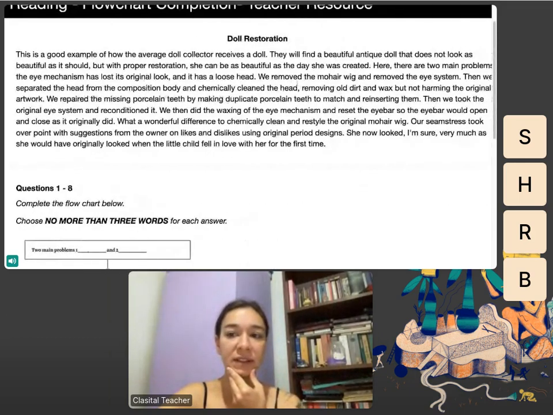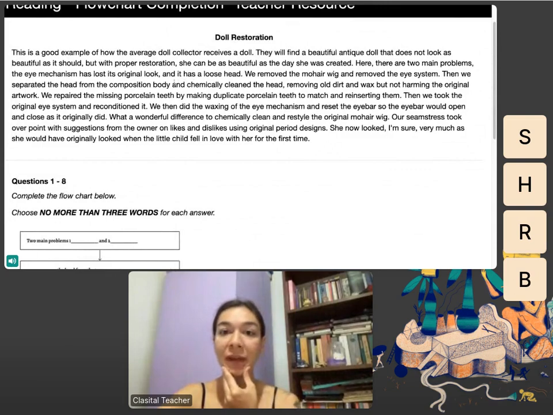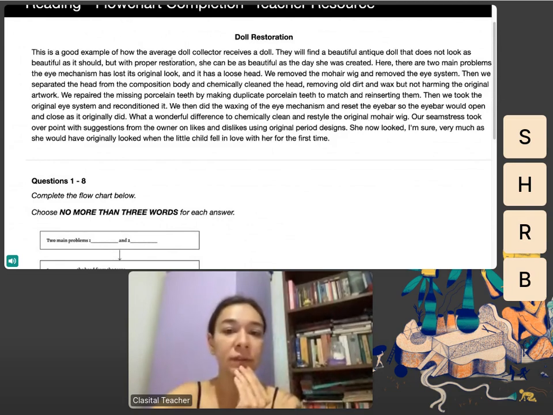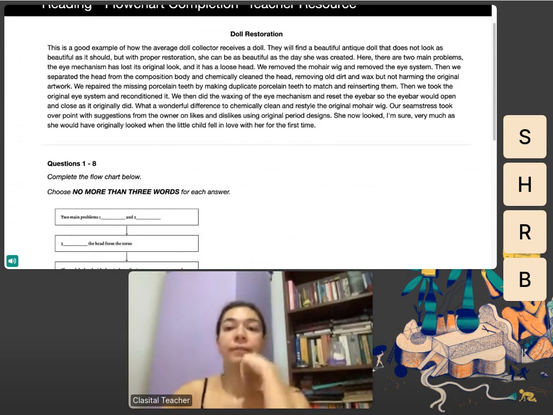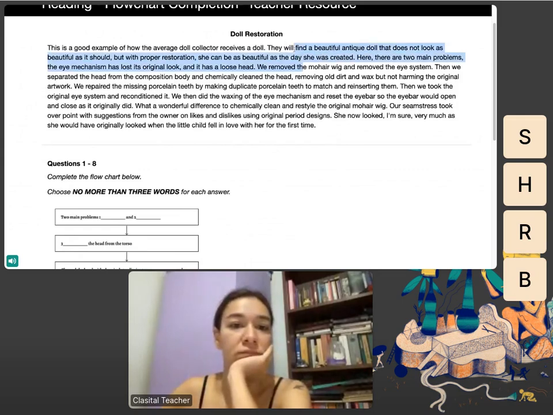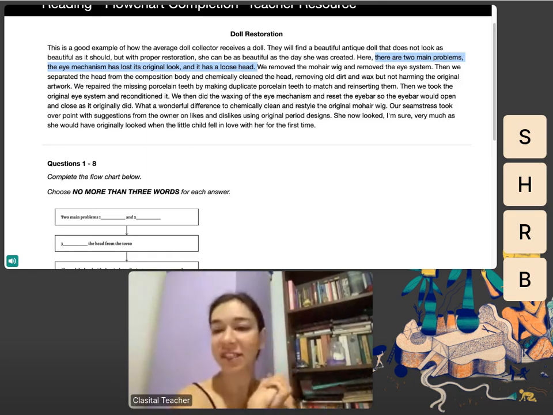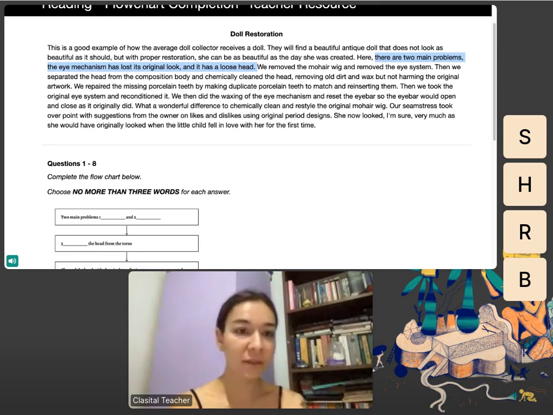Okay, question 1 was, let me see, 2 main problems. So I'm looking for the keywords like problems. I won't read all of them. There are 2 main problems. The eye mechanism has lost its original look and it has a loose head. So my students, can you give me the answer? What are the 2 main problems with the old dolls? Loose head, very good.